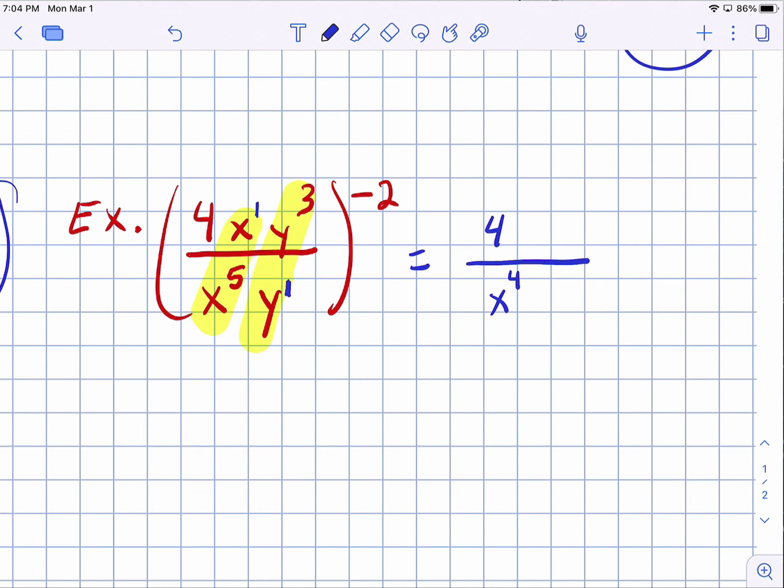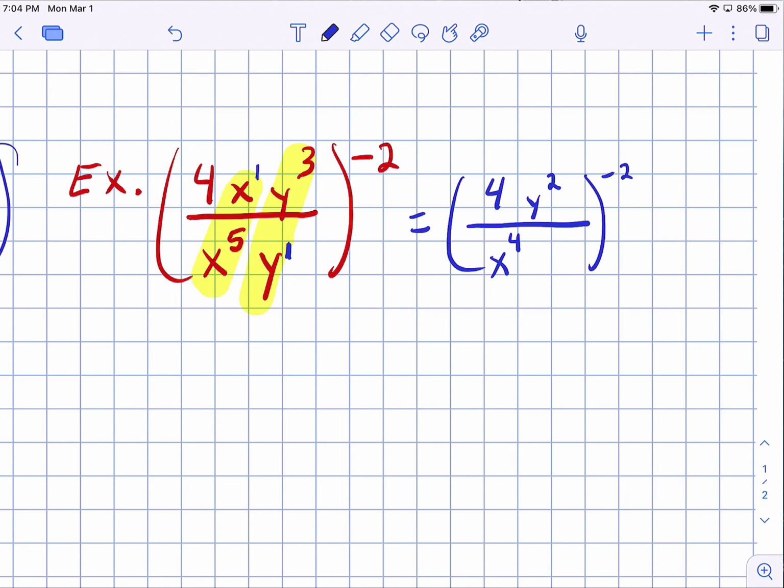And then with the y's, the difference between the y's is 2. There's more in the numerator, so I'm going to put y to the second up in the numerator. I still have this whole thing to the negative second power. Here I have two options. Option number 1, I can take that negative 2 on the outside and multiply it by every exponent on the inside. That would work just fine.